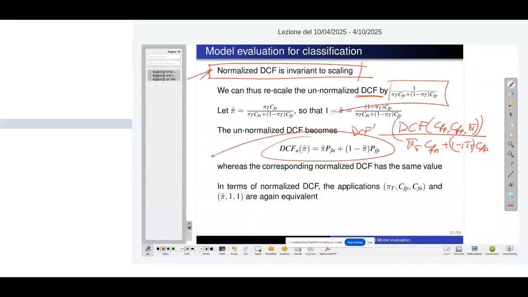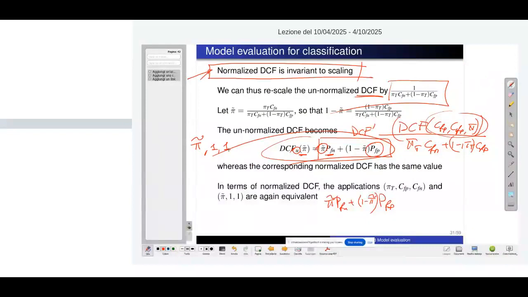How would the new unnormalized DCF become? Well, you can take the original DCF, write it down, and you will see that you could express it in this way, as probability of false negatives times a factor pi tilde plus probability of false positives times a factor 1 minus pi tilde. But this is what? This is the original DCF for an application which has pi tilde as prior and cost of errors equal to 1.